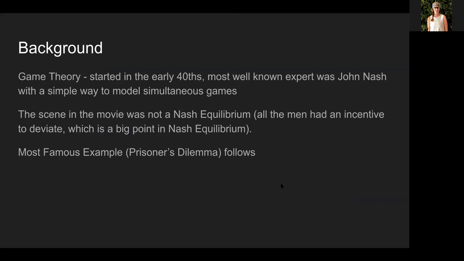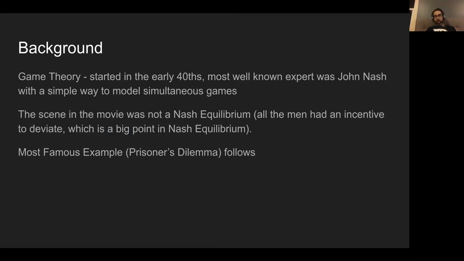Most people have seen A Beautiful Mind. Game theory started around the 40s. A guy named von Neumann was the one who actually originated it, or defined it. And John Nash is the one who formalized it with his Nash equilibriums. And you've probably seen the tables around. Maybe you have, maybe you haven't.